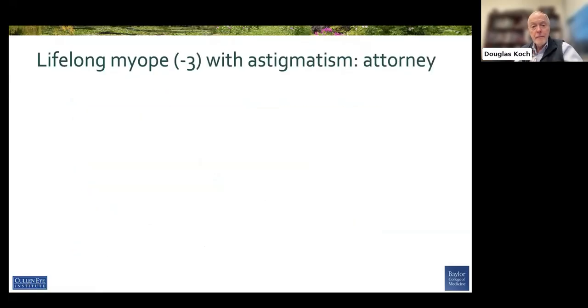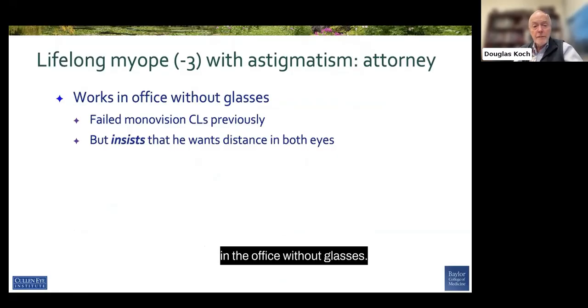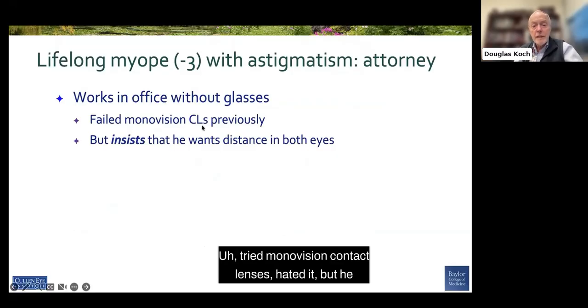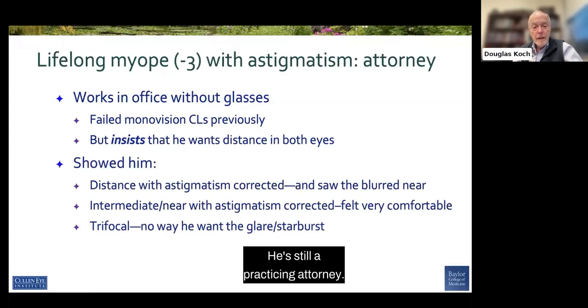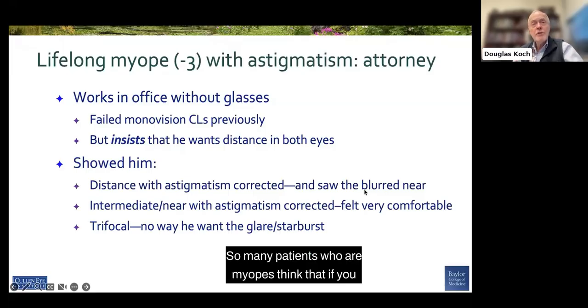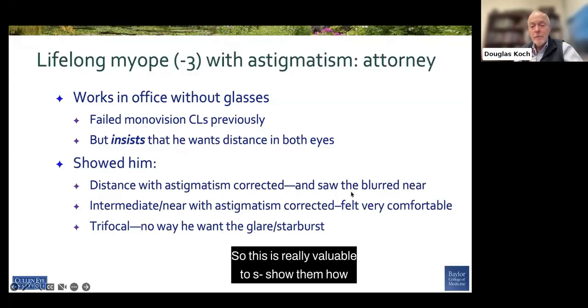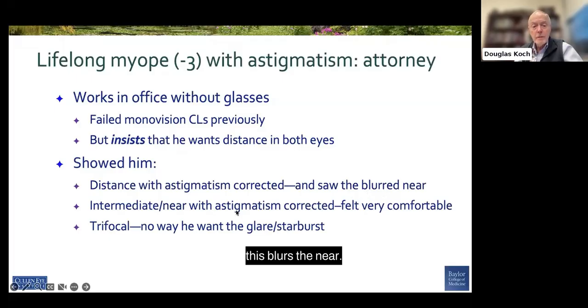Here's a myope who's an attorney, -3, works in the office without glasses, tried monovision contact lenses, hated it, but he insisted he wants distance vision in both eyes. He's still a practicing attorney. I showed him the distance. He saw the blurry near with that. Kind of surprised him. So many patients who are myopes think that if you correct them for distance, they're still going to retain their near vision. So this is really valuable to show them how this blurs the near. Pardon me for my cough here.